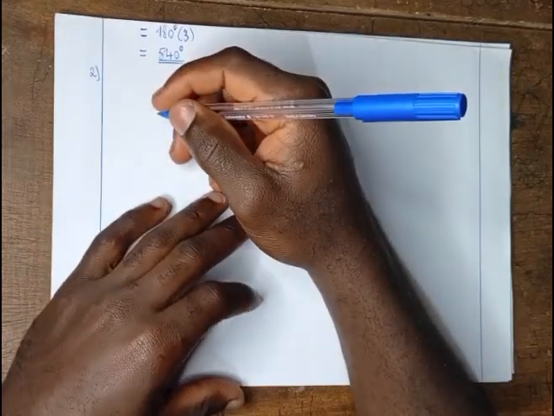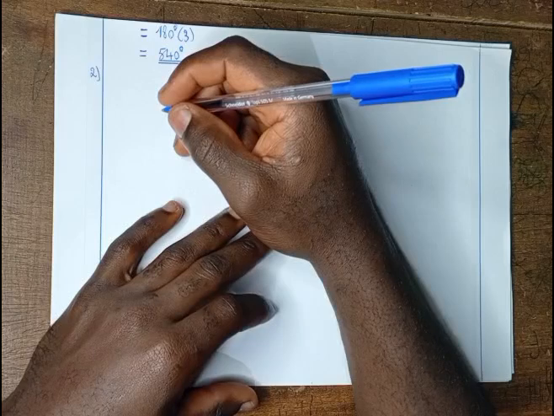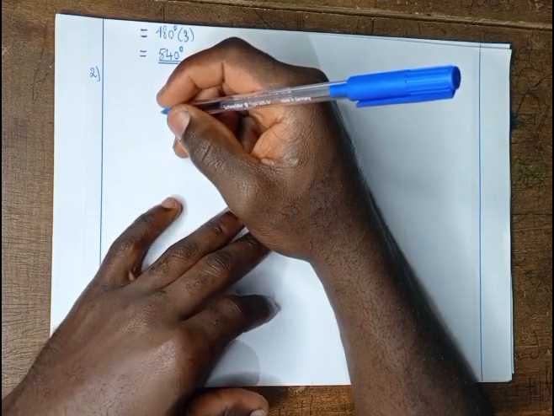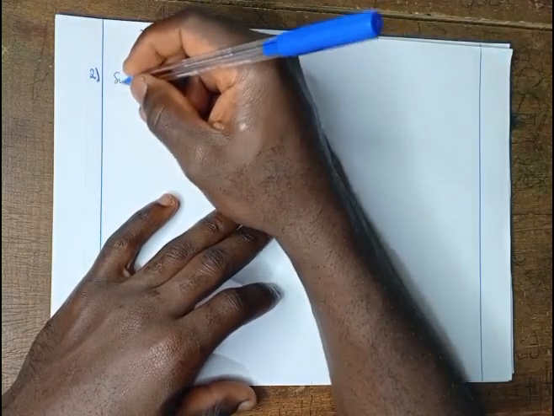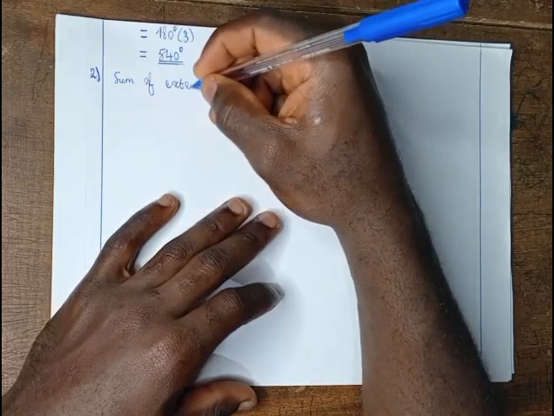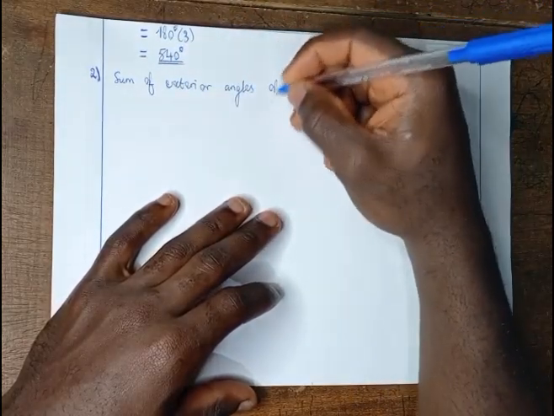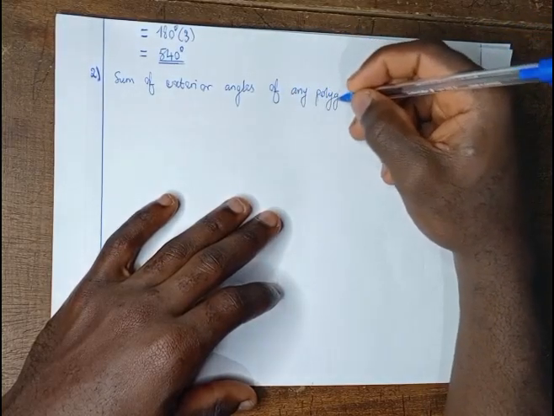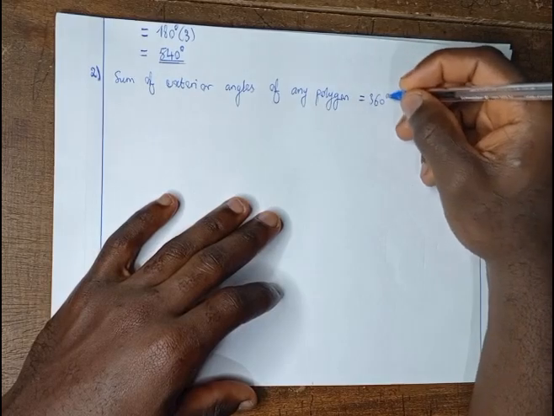Now, let's find the size of each of the exterior angles of a regular decagon. The sum of the exterior angles of any polygon is equal to 360 degrees.